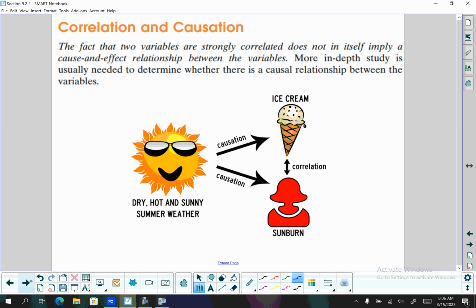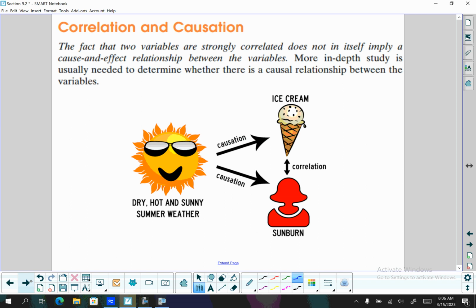Okay, so correlation versus causation. Correlation is when one thing directly affects the other thing. Causation is when we look at a graph and it looks like two variables have a relationship with each other, and they might, but it doesn't mean one is necessarily causing the other to change. There could be like this third factor mixed in that could be making both things change simultaneously.